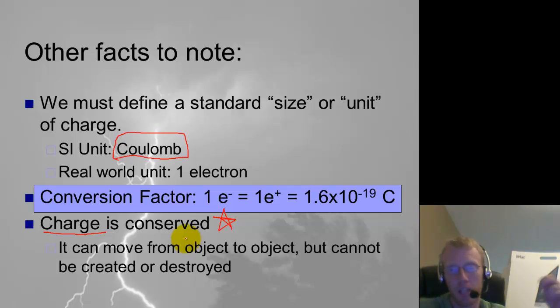We'll learn much later on that you can create charge in the sense that you can create new particles, but you always create them in pairs of 1 positive and 1 negative that are equal and opposite, so that the net overall charge that you created was 0, or when 2 particles collide and annihilate each other, it always has equal and opposite charge, so the net charge doesn't change.